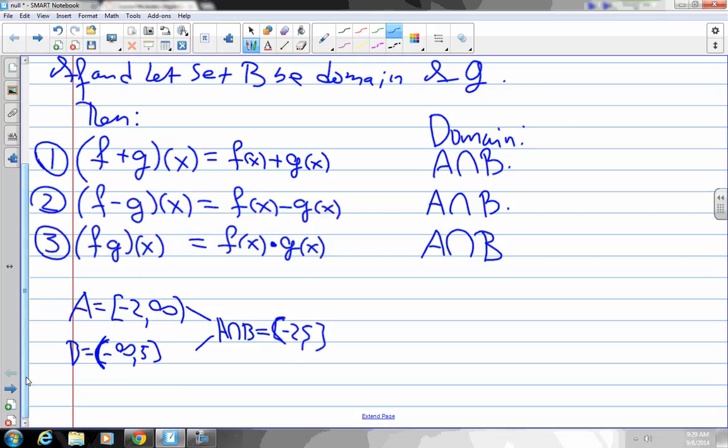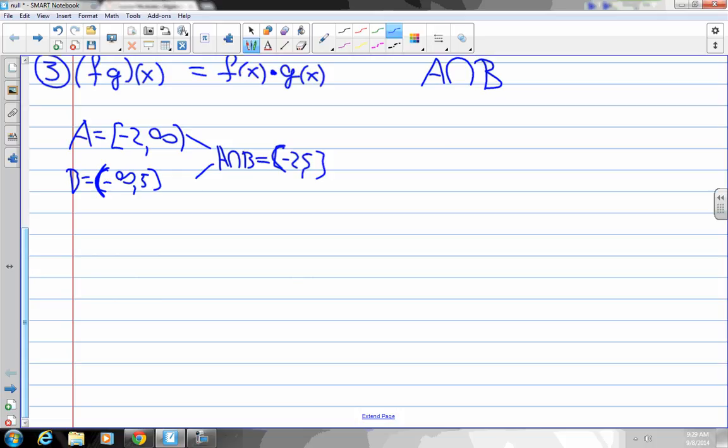I mean, if you have problems finding intersections, graph both sets. Here is set A, from -2 all the way to the right. Right? This is A, including -2. Now B is from -infinity all the way to 5. Now where do they overlap? So it's from -2 to 5. All right? This is the region that makes both functions function properly.